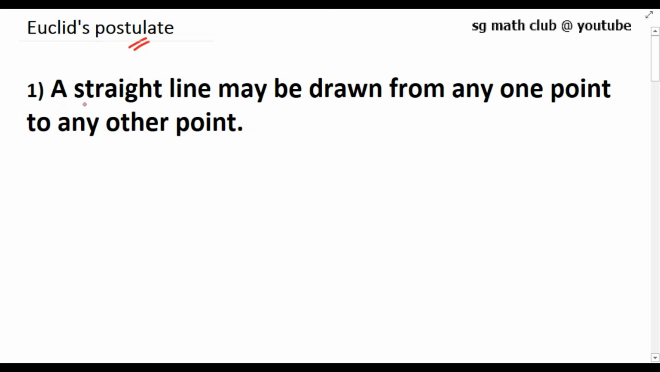The first postulate says: a straight line may be drawn from any one point to any other point. Let A and B be two points. You can draw a straight line from one point to another. If only one point is given, how many straight lines can you draw? You can draw infinitely many straight lines through this point, say O. But if two points are given, only one straight line can be drawn from one point to the other.